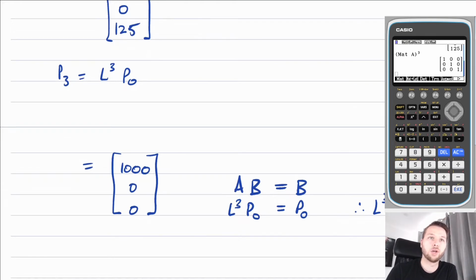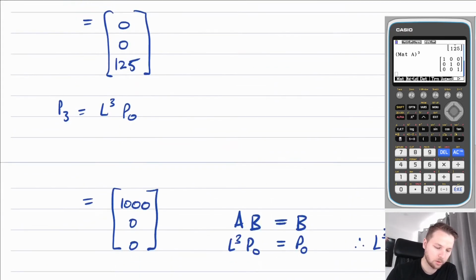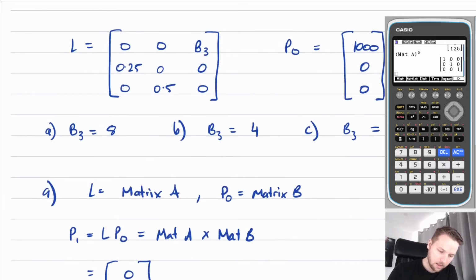Okay, so that's the long-term behavior of the population for A. The population will continue to cycle through these population states because L cubed is I. So every 3 age time periods, we're going to get the initial population, and then we're just going to keep cycling through it every 3 time periods. Okay, now what about if we had 4 as our birth rate?